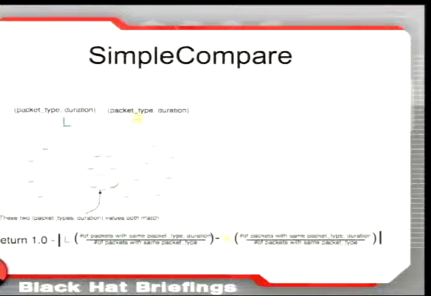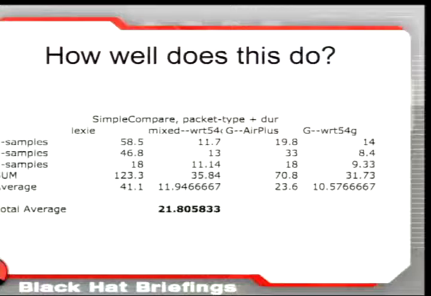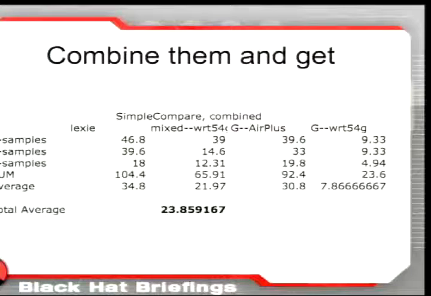Then simple compare says, okay, we're going to take the packet type and the durations into account, and then we compute the probability of seeing the same packet type and duration. So you take the packet types into account, and you do 21 times better than random. Now that's a lot better. And if you combine these, which is what simple compare does, you get 23 times better than random on average across a lot of samples across 4 databases. You can see some of these do better than others. There's a 46.8 in Lexi, and in some other algorithms it gets even higher. But on average, across a lot of databases, 23. So that's pretty good.